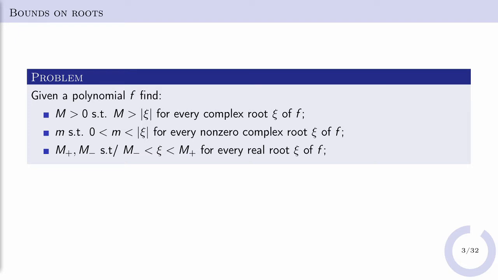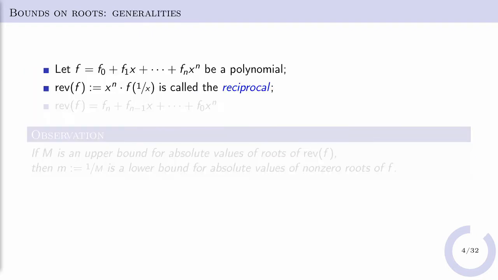As I said, the first two problems are dual to each other, and this can be easily observed when we consider a reciprocal polynomial of f. So if f is a non-zero polynomial with coefficients f0, f1, and so on up to fn, then we define its reciprocal polynomial by just taking f of 1 over x.